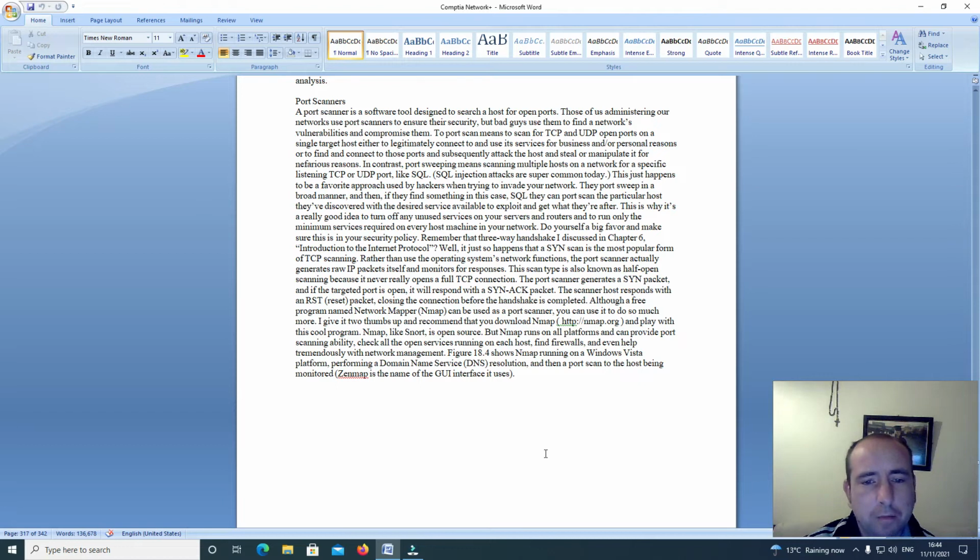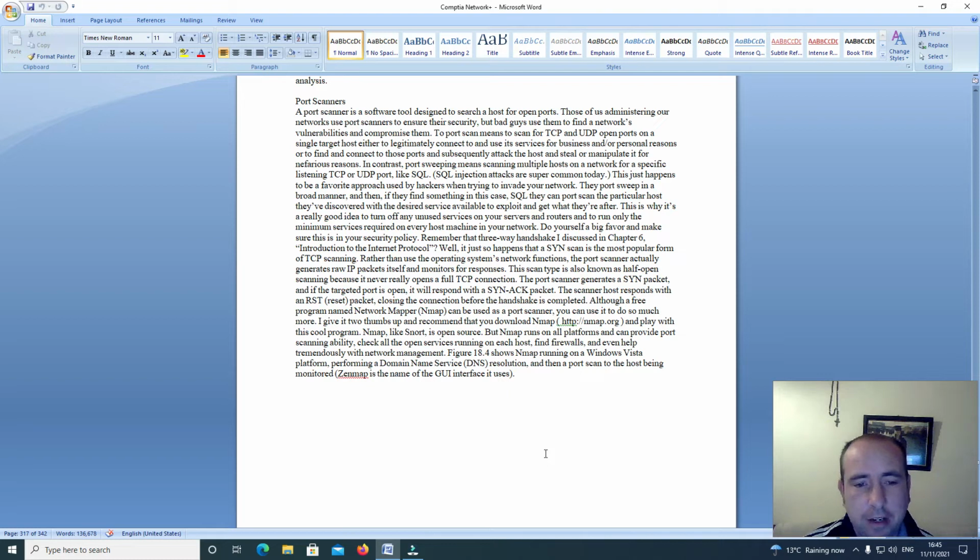In contrast, port sweeping means scanning multiple hosts on a network for a specific listening TCP or UDP port, like SQL. SQL injection attacks are super common today. This just happens to be the favourite approach used by hackers when trying to invade your network. They port sweep in a broad manner, and then if they find something, in this case SQL, they can port scan that particular host they've discovered with the desired service available to exploit and get what they're after.